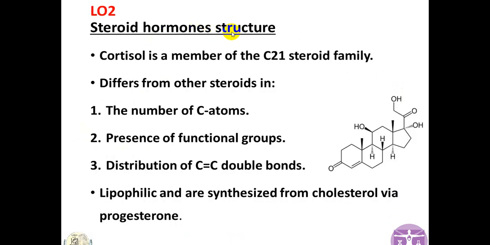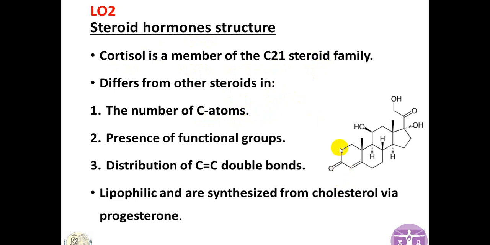So what is the structure of the steroid hormones? Cortisol is a member of the C21 steroid family, and we call it C21 because there are 21 carbon atoms in the structure of the steroid on the cortisol. But they are different from each other steroids in three main factors. The first one is the number of carbon atoms. So we said that in cortisol the number is 21. Other steroids there are a different number.